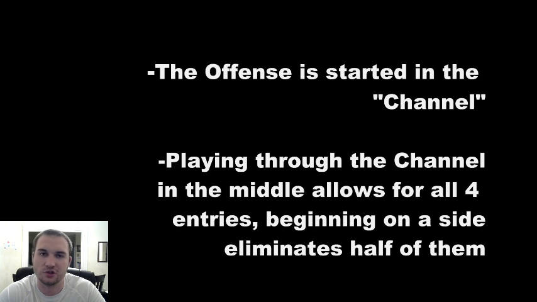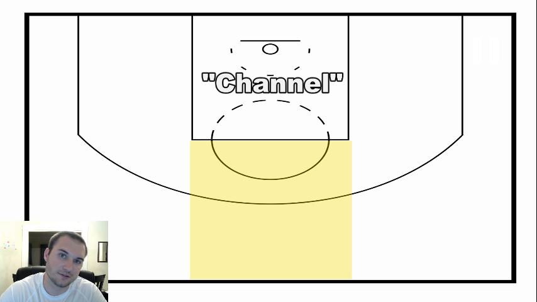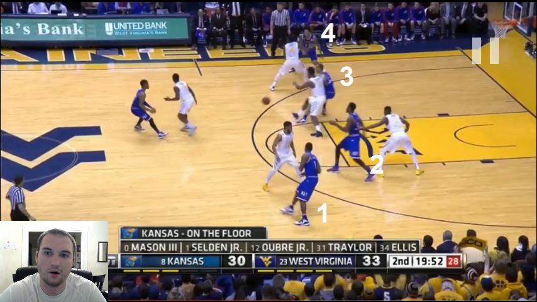What he calls a channel is from the free throw line to half court extended, and that is where they want to start the offense. Starting in the channel allows for 4 different entries: the wing, elbow, elbow, and wing. If you go to the right side, it eliminates half. If you go to the left side, it eliminates half. This is the diagram of the channel right here. From the free throw line to half court extended, you want to stay in the channel to start the offense, so you can have those 4 options and don't take away any of them.